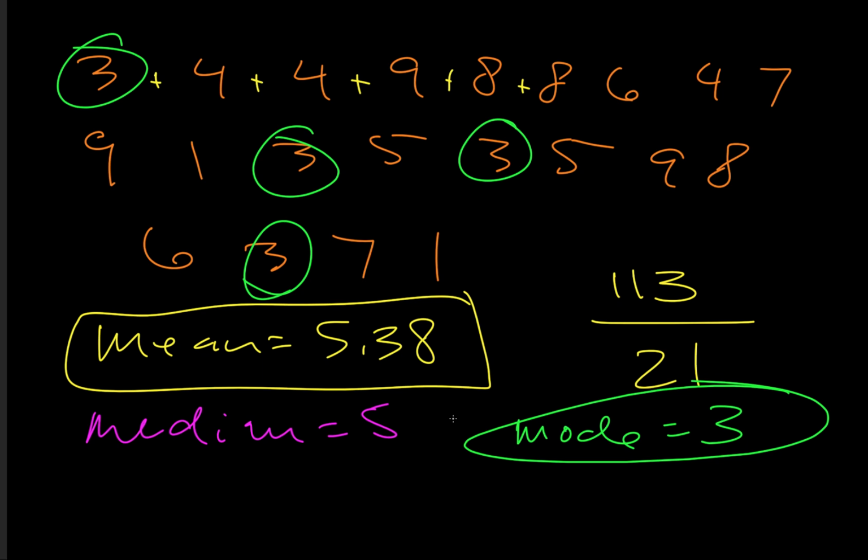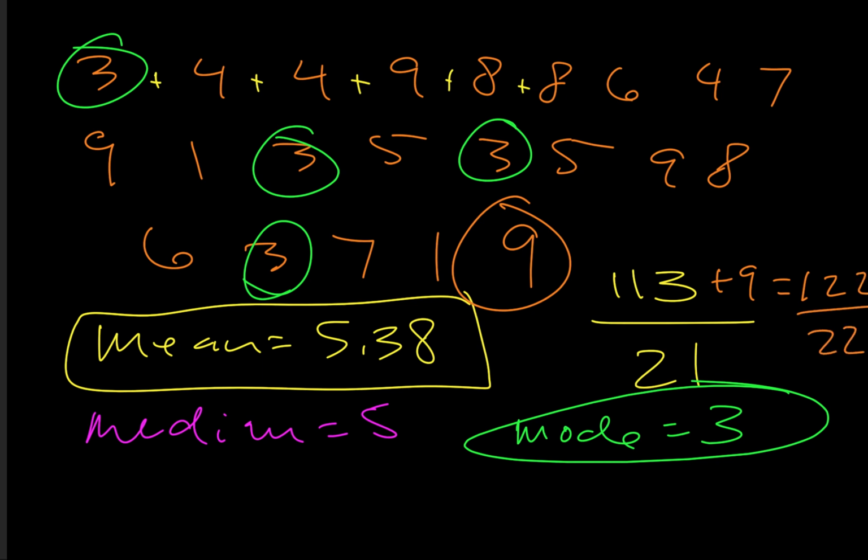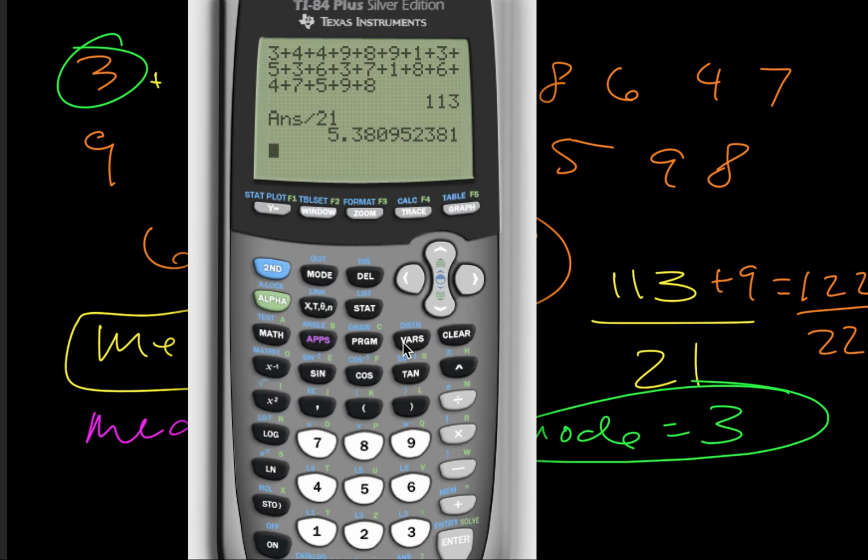Okay, now there's a part B to this. On the 22nd day, there were 9 faulty products. So we add another 9 to the end of that. How does this affect the measure of center? Well, if we go right here and we add 9, it's going to change the total of the top to 122 over 22. So we go back to our calculator.